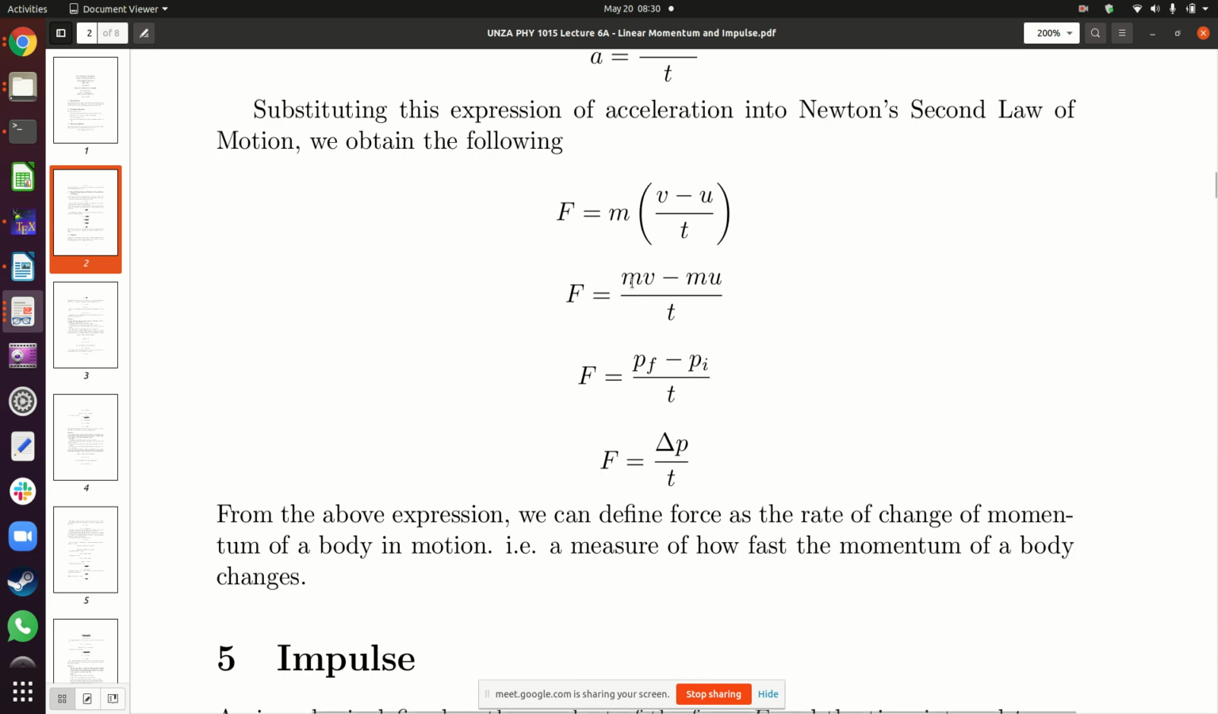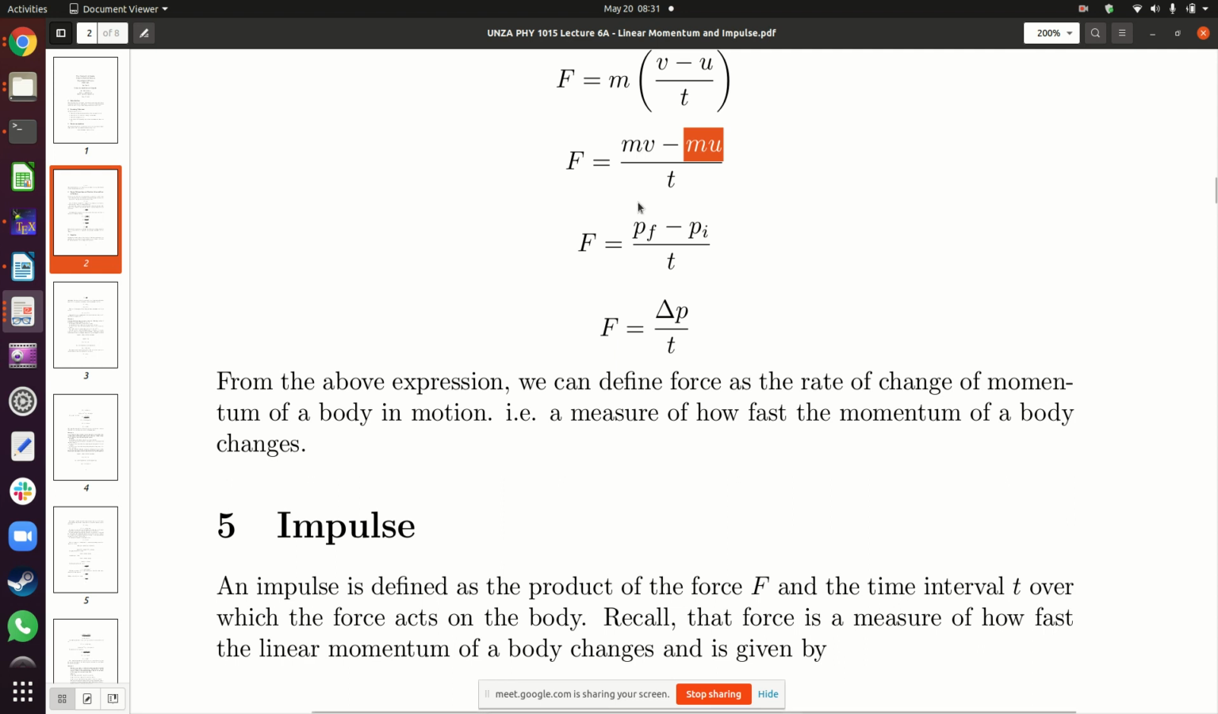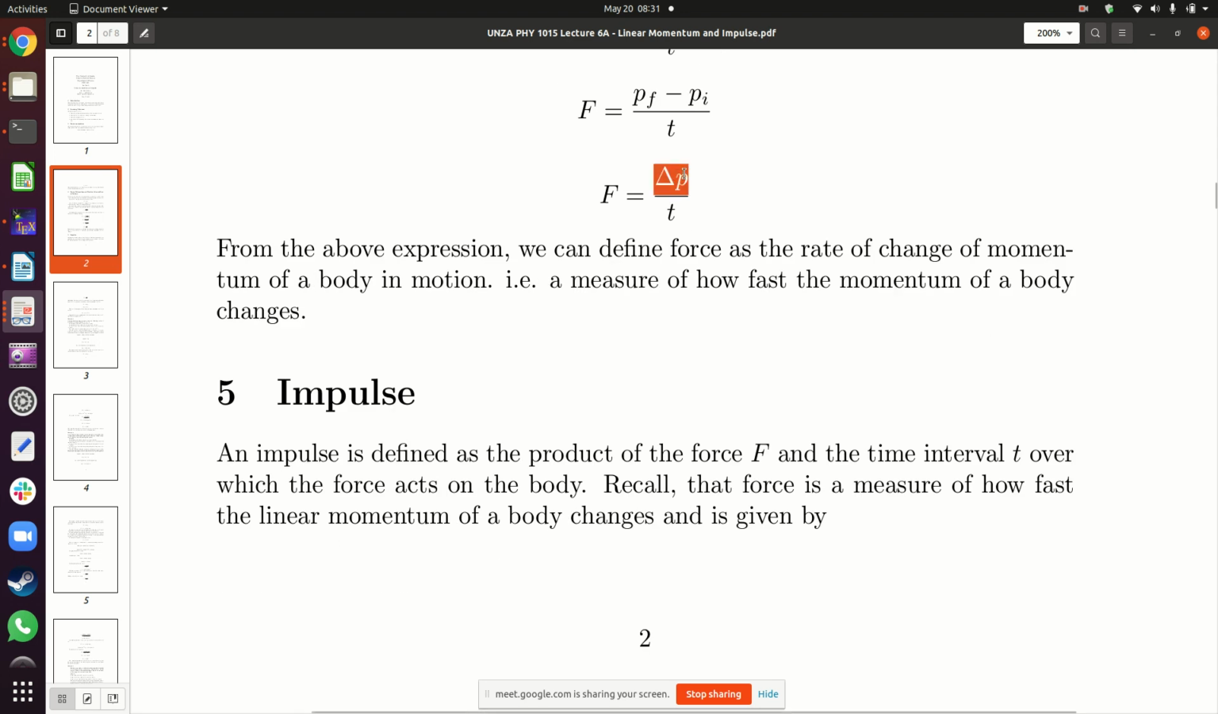So what we have here is the mass times the final velocity. So this bit is what we call the final linear momentum. Then this one here is the mass times the initial velocity. So this is what we call the initial linear momentum. So we end up having PF here, which is the final linear momentum, minus PI, which is the initial linear momentum. If you subtract the final linear momentum minus the initial linear momentum, what you get is what is called the change in linear momentum. So this change in linear momentum is being divided by t.